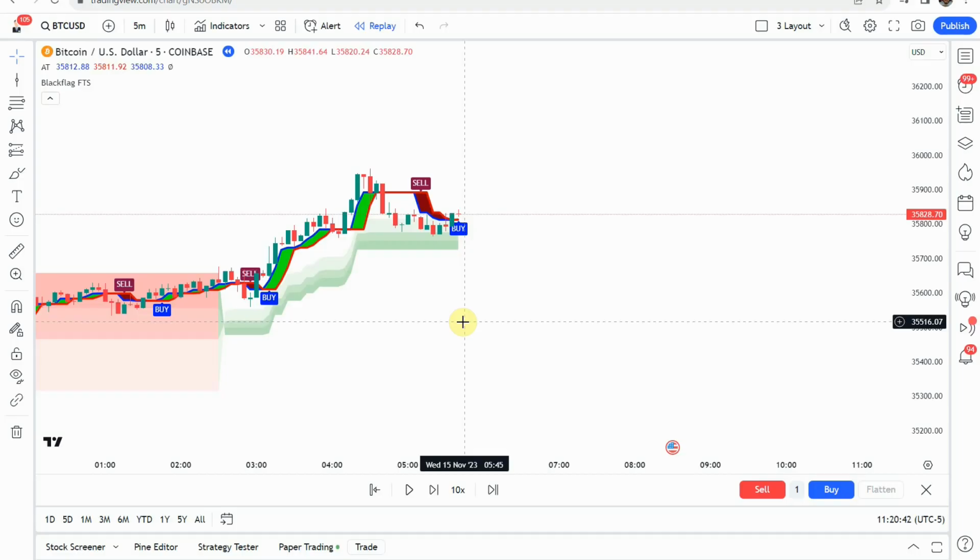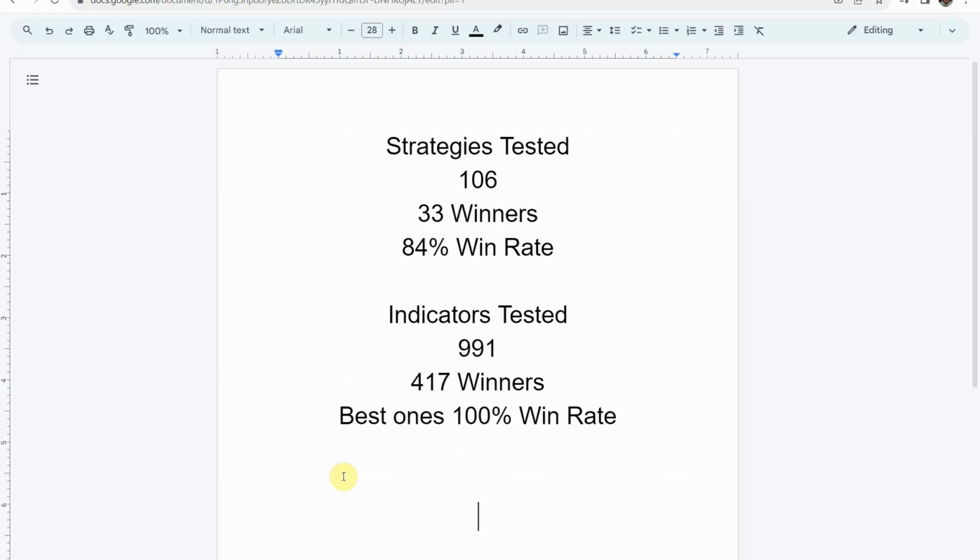Alright, as I said, today we will be testing a 5-minute crypto scalping strategy. Before we do though, I wanted to put the testing scoreboard up for everyone to see. So to date, we have tested a total of 106 different strategies, with 33 of them being winners. The best one so far was able to achieve an 84% win rate. That is the Academy of Forex indicator with the Z-score probability indicator.